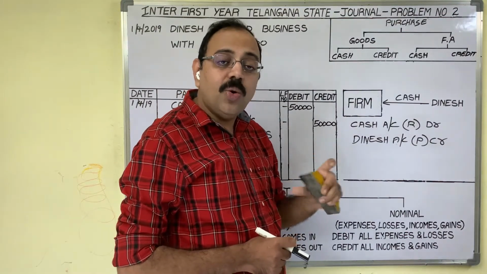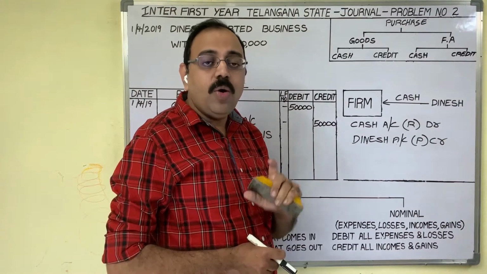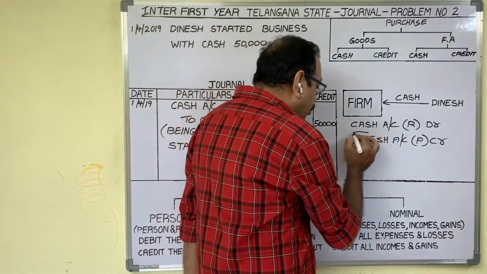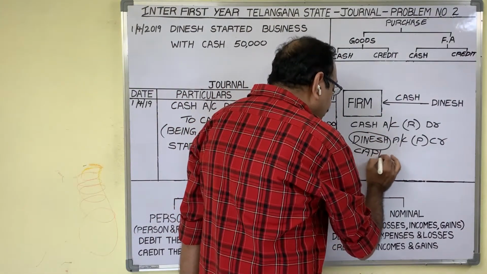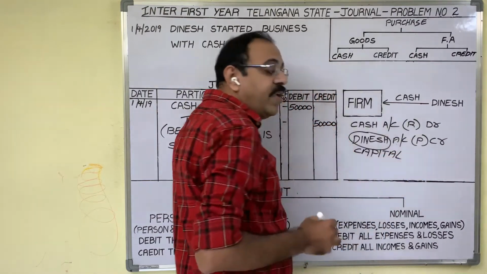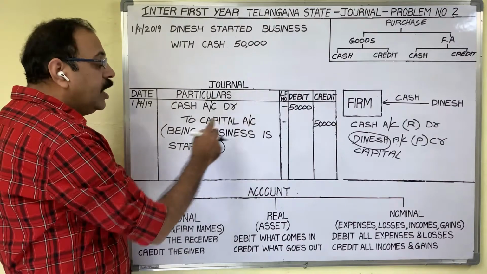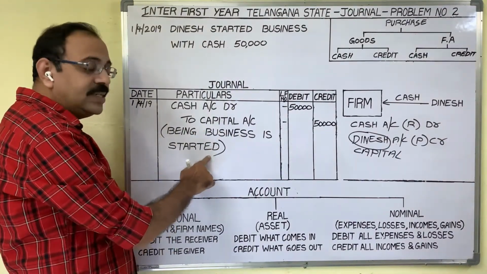And Dinesh is the owner, no? The owner's name we should not write in the accounts. When the owner's name comes in credit, instead of writing the owner's name, we should write the word capital. Then the final entry is cash account debtor to capital account. Narration is being business is started.